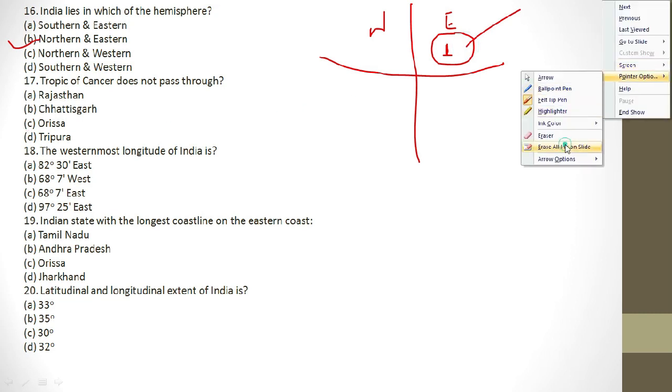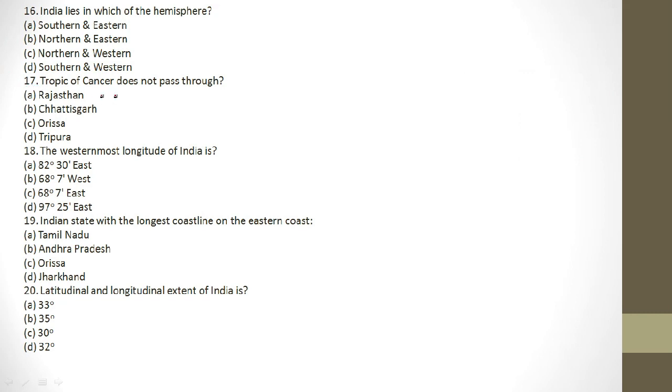Clear? Okay, question 17. Tropic of Cancer does not pass through. Now I had just given you a very short trick to remember. From the options, try to find out the answer. Rajasthan, yes, it is there. Chhattisgarh, yes, it is there. Tripura, it is there. What state is not there? It is Odisha. So the correct answer will be Odisha. Clear? The westernmost longitude of India is 68 degrees 7 minutes east.